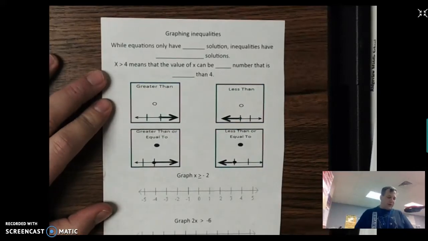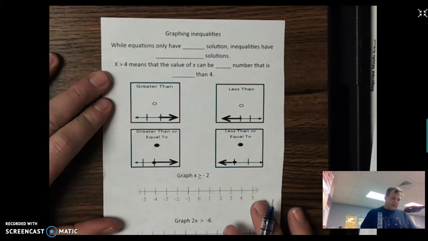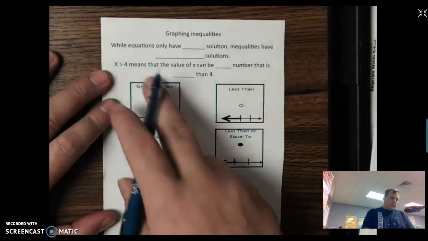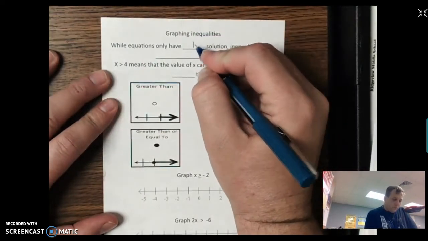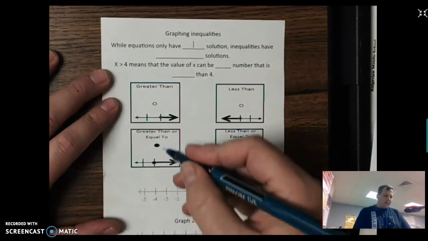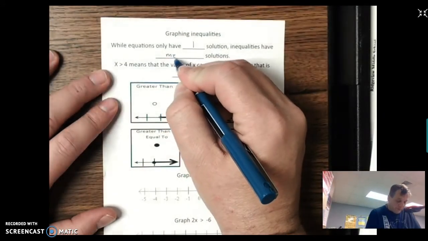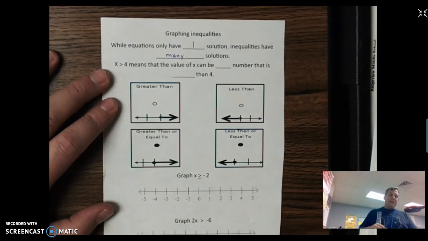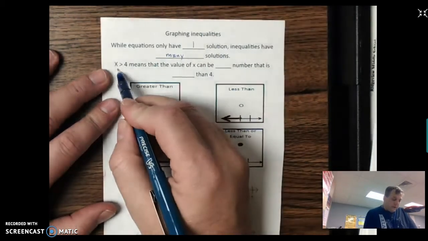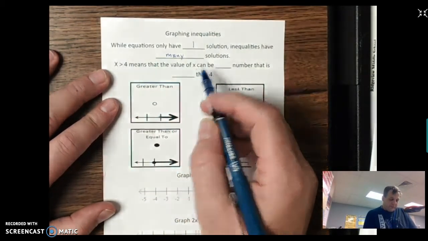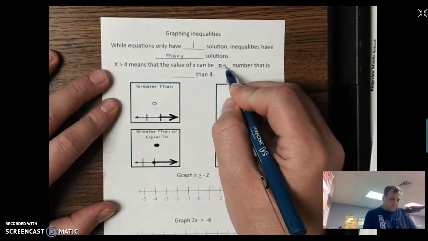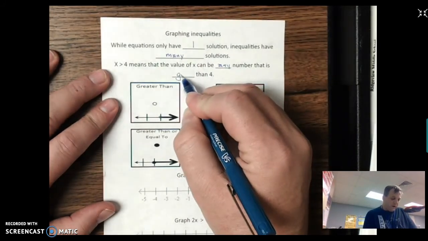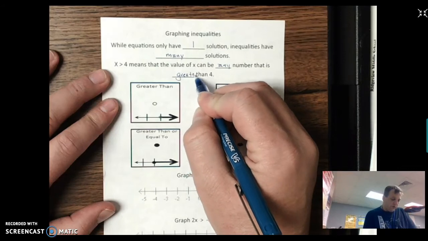Okay, we are looking at graphing inequalities, which we've looked at in class, so this is not new information. While equations have one solution, inequalities have many solutions. A solution is the value of x, or the value of the variable, whether it's x or not, that can make the number sentence true. X is greater than 4 means the value of x can be any number that is greater than 4.